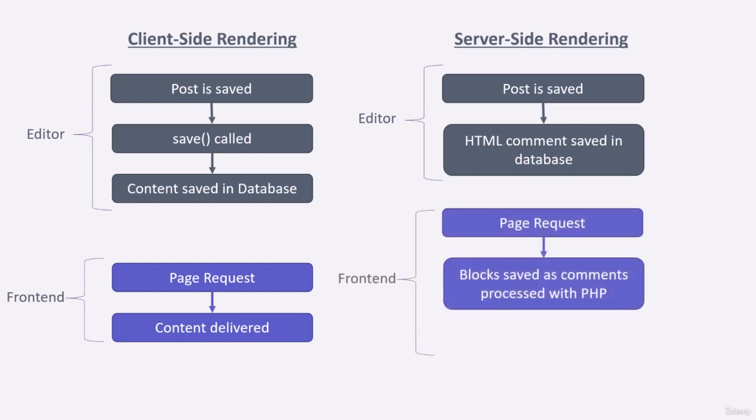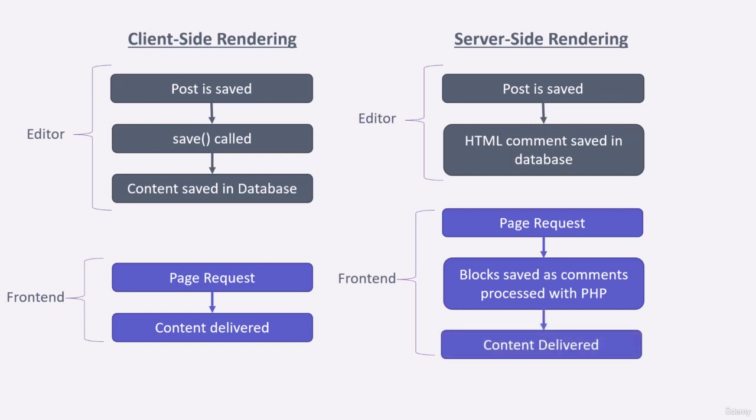Next, before a page is delivered on the front end, WordPress will perform additional actions. It'll notice that our block is lacking content. If it were to render the content as is, visitors would see nothing. After all, the block has been saved as an HTML comment. WordPress will search for a PHP function to handle rendering the content.